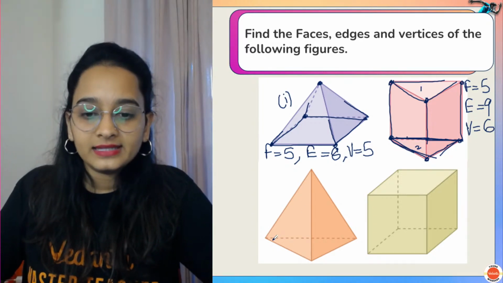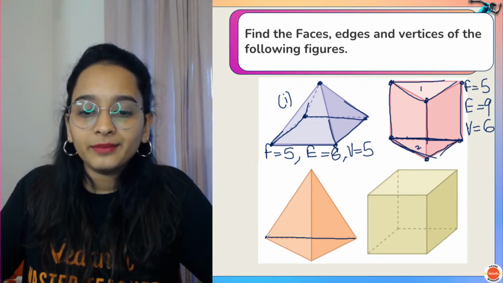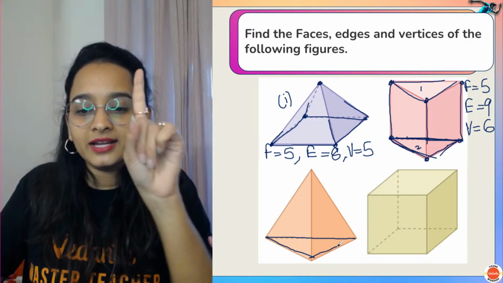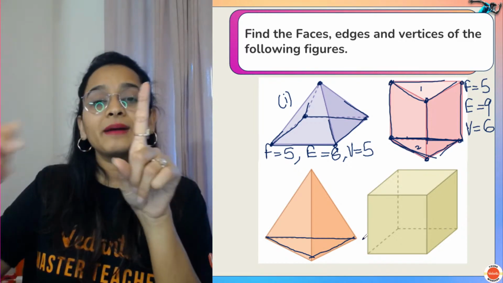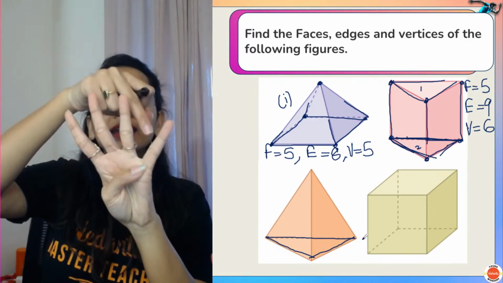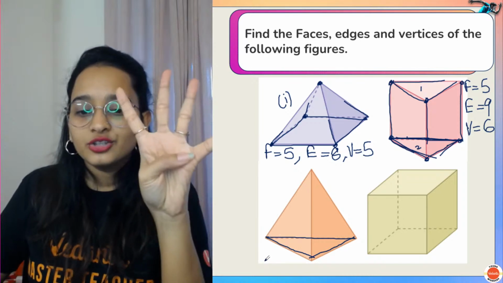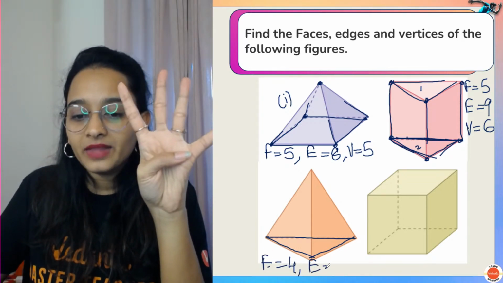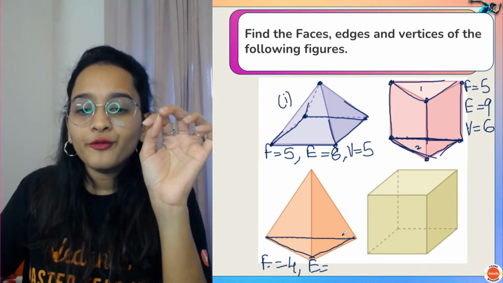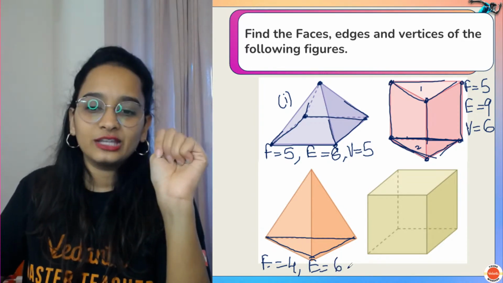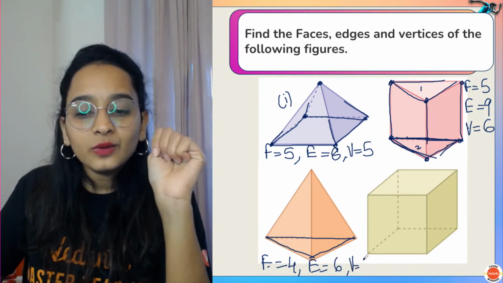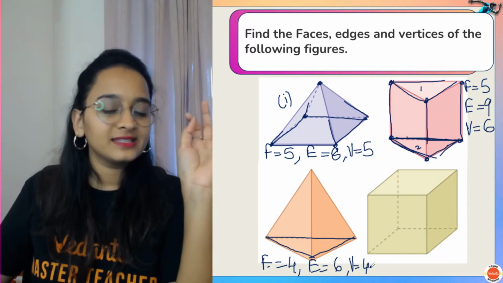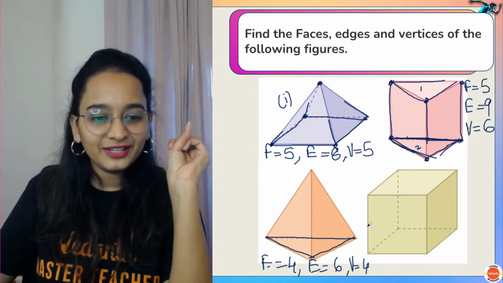Now what about this? It's a triangular pyramid. So the base is a triangle, so that will be one face. From every side of the triangle, 3 triangles are coming. So totally we have 4 faces. How many edges? 3, 4, 5, 6. 6 edges. And how many vertices? 4 vertices. Very good.